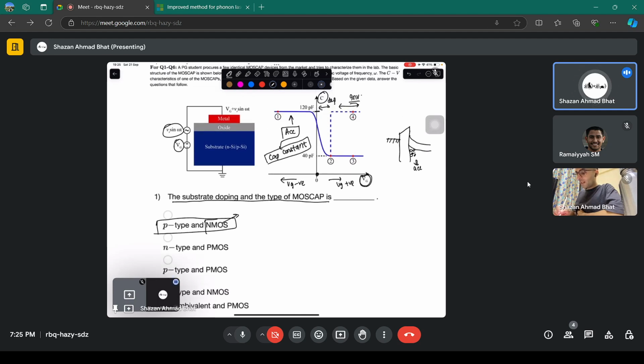NMOS comes from the fact that in the inversion the channel will be N-type, because if it is a p-type, under inversion the channel will go to the N-type. As simple as that. Okay, so this particular region is inversion region because you are applying the gate voltage much greater than a value which is called the threshold voltage.